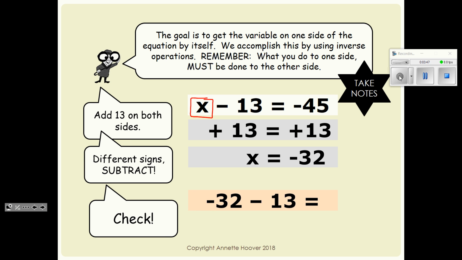What is negative 32 minus 13? Well, we have two negatives. We have a negative 32 and a negative 13, because if you were to add the opposite, that would be a negative 13. So you can just see this and recognize that as a negative 13. Same signs, add and keep. 32 plus 13 is 45. Keep the sign, which would be negative. So it does check, because it turns out to be a negative 45, which is what we wanted it to be.